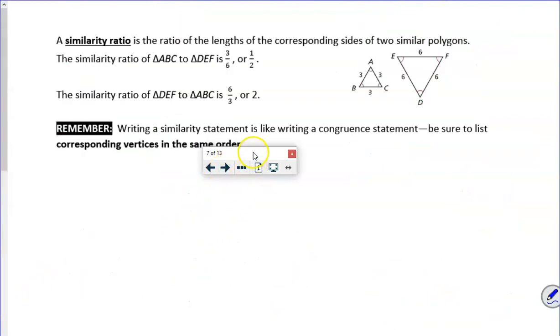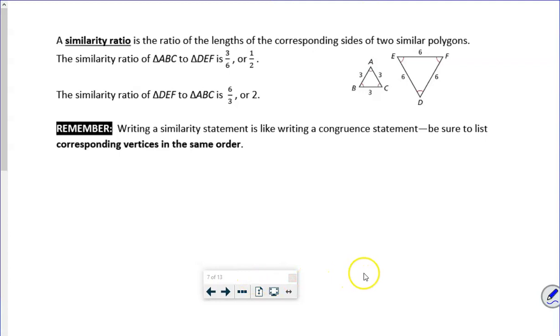All right, so the next one says the similarity ratio is the ratio of lengths of the corresponding sides of 2 similar polygons. The similarity ratio of triangle ABC to DEF is 3 over 6, or 1/2. The similarity ratio of DEF, so if I go from the smaller one to the bigger one, then, from ABC to DEF, we're always going to put where we ended over what we began. Remember we talked about this the other day?